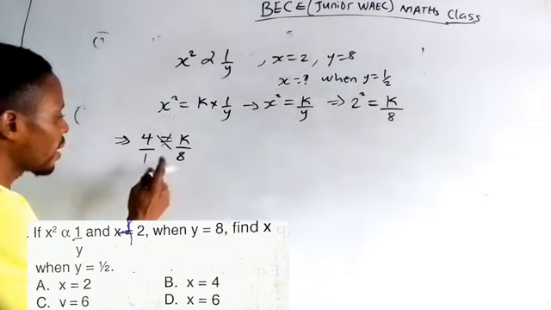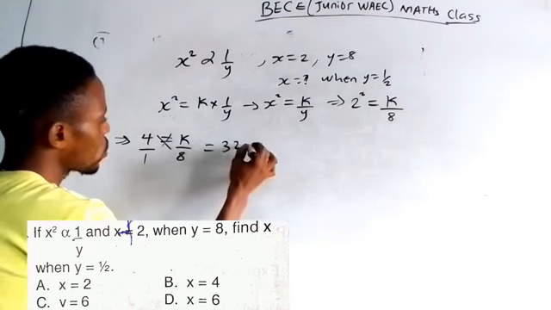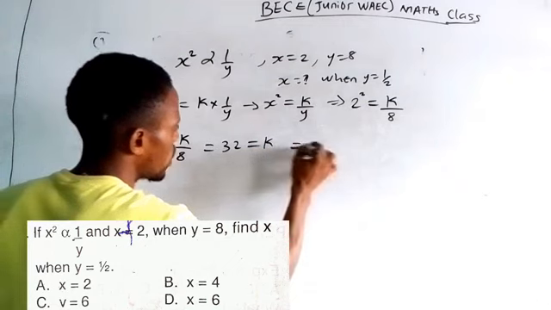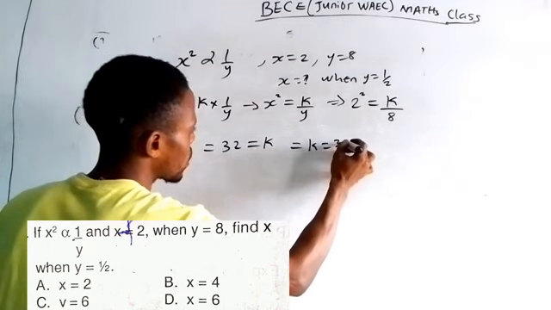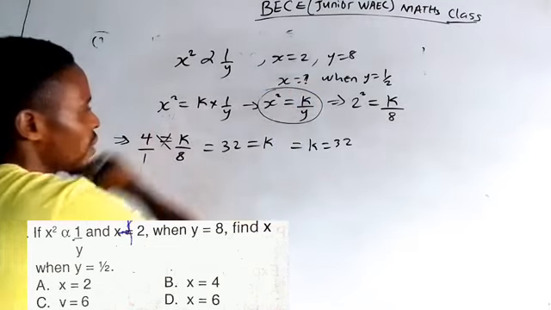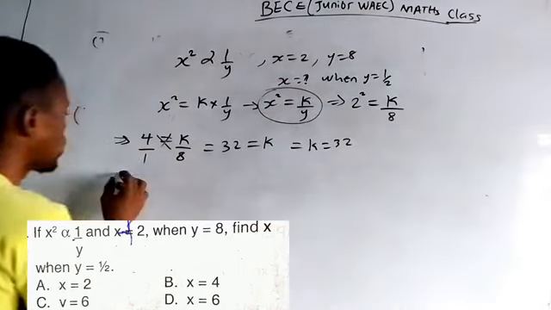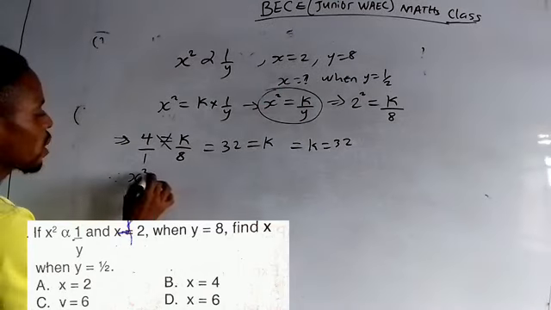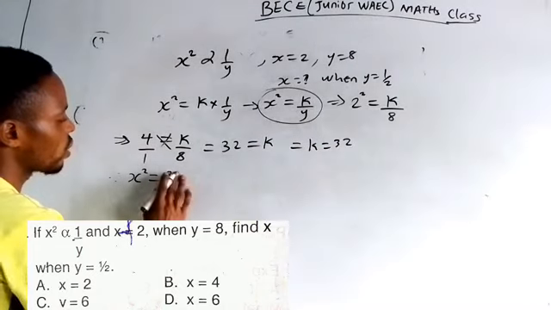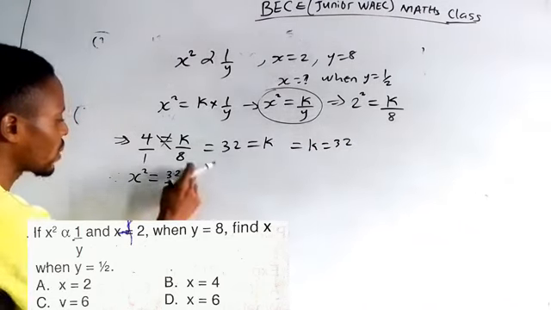When you cross multiply, 4 times 8, that is 32, is equal to 1 times k, which is k. So therefore, our value of k is equal to 32. Let's put it into the expression of the equation we have here. K is equal to 32. So our s squared is equal to, instead of writing k, we have 32 over y. This is the equation that connects both s and y.